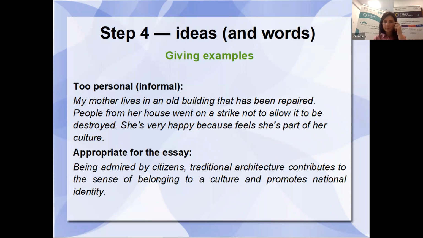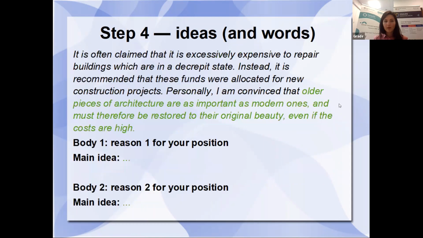And thus, you will make this trick, yeah? So let's move on and think. Right now, we have talked about how to do it. Let's try. So my opinion is for restoration, for the restoration of old buildings, but you can think differently. What reasons can you give to support your position?